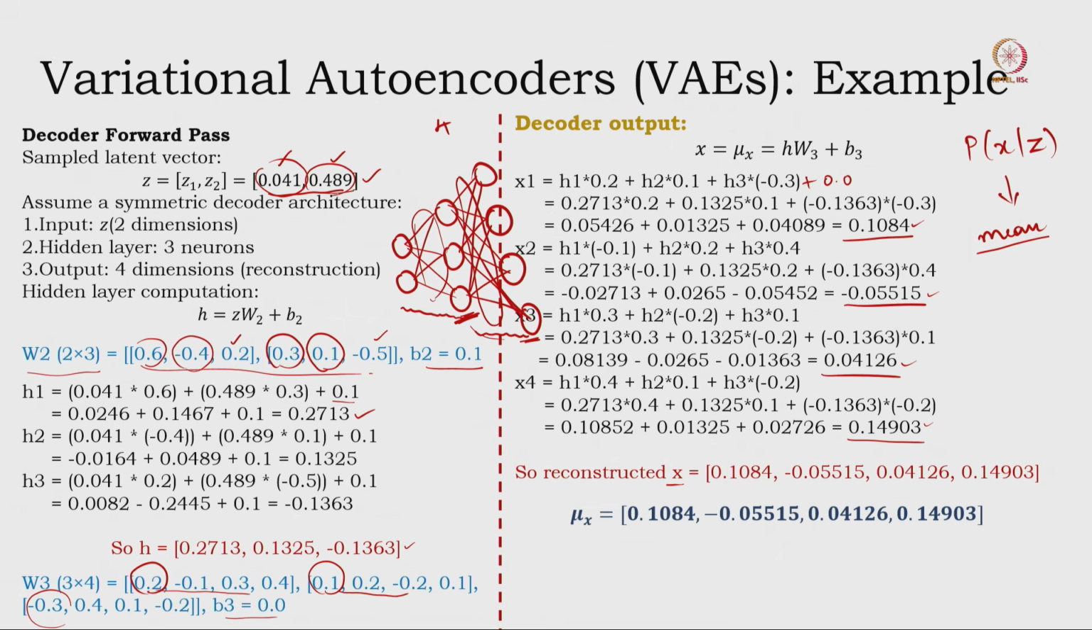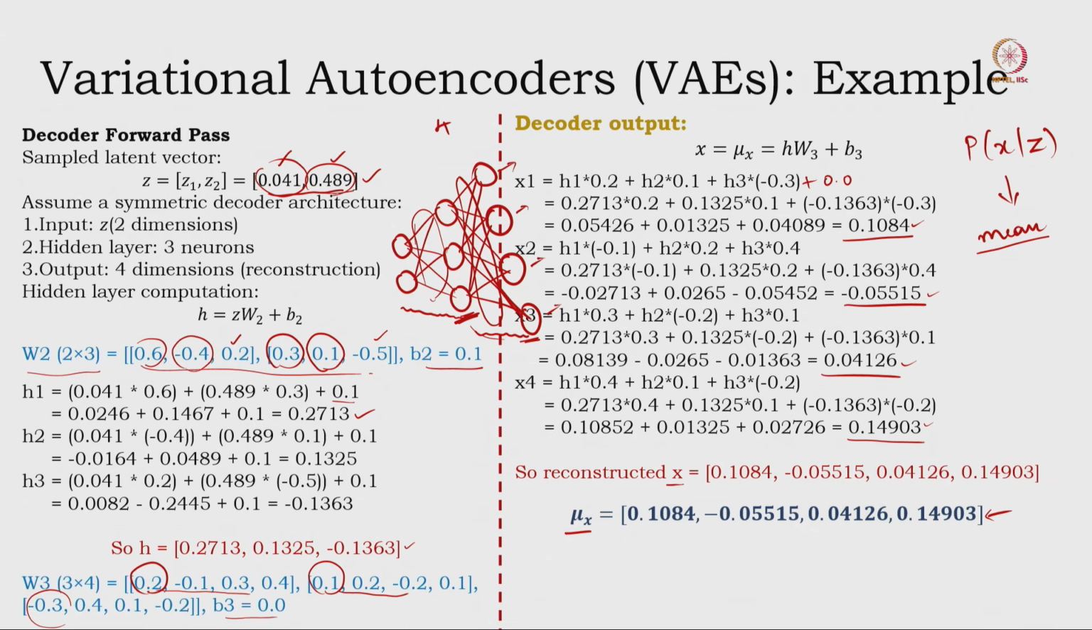Although theoretically we say that we are going to sample from this distribution, practically whatever value you have obtained, that itself is considered as the mean, and that is the reconstructed value. Now you can ask the question: the original input that we considered is 5.1, 3.5, but the reconstructed data has no match at all.